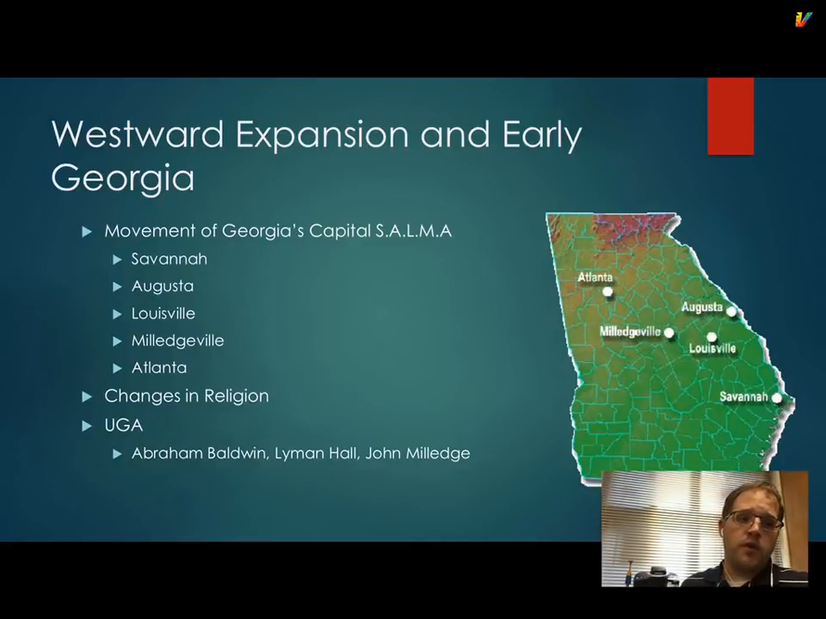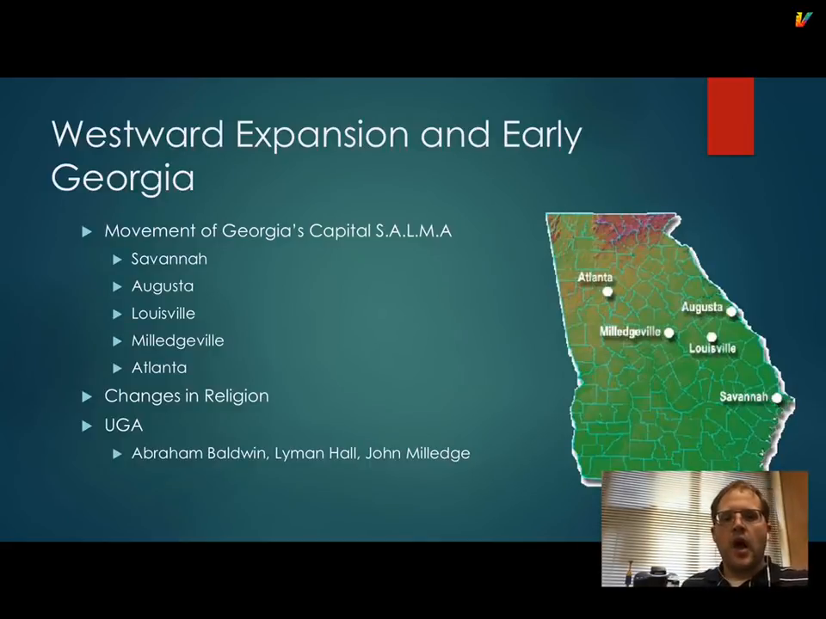You do want to know that Savannah was first, and that's where Oglethorpe was, and that's where the Indians gave us the land. You want to know that Augusta was the second capital, also on the Savannah River. Each of these capitals is going to be near a water source because that's kind of important for transportation and for drinking the water and power later.